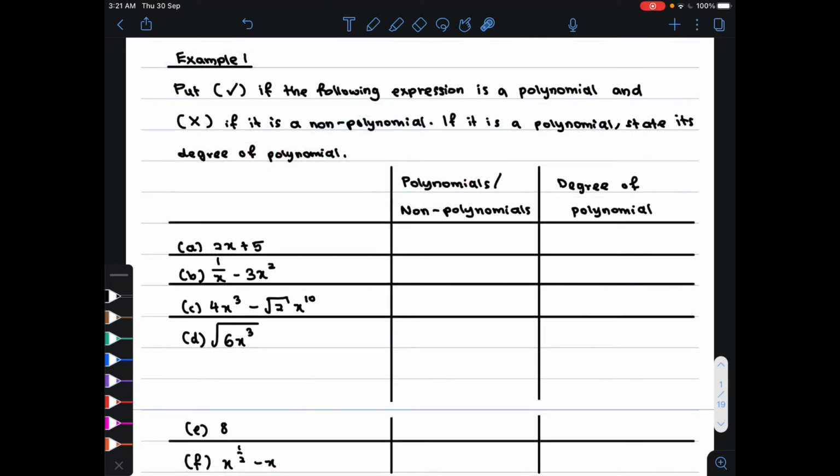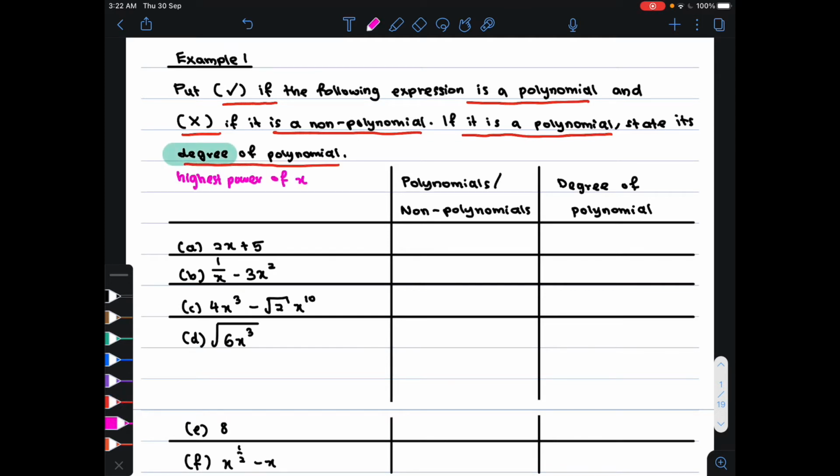Let's do example 1. Put a tick if the following expression is a polynomial and a cross if it is a non-polynomial. Therefore, if it is a polynomial, you need to state its degree of polynomial. So note that degree means the highest power of x in the polynomial. So let's start with part A.